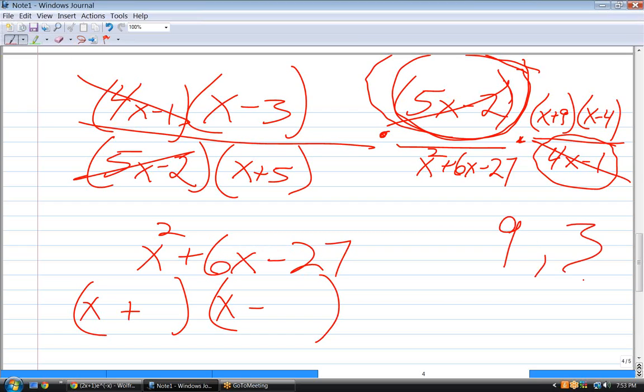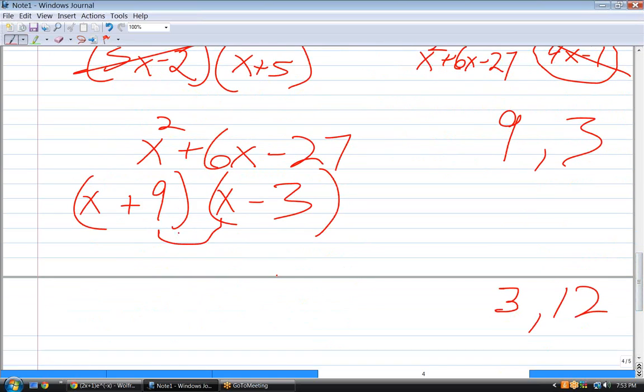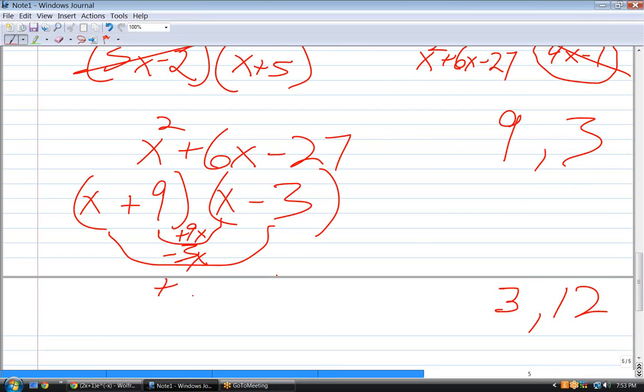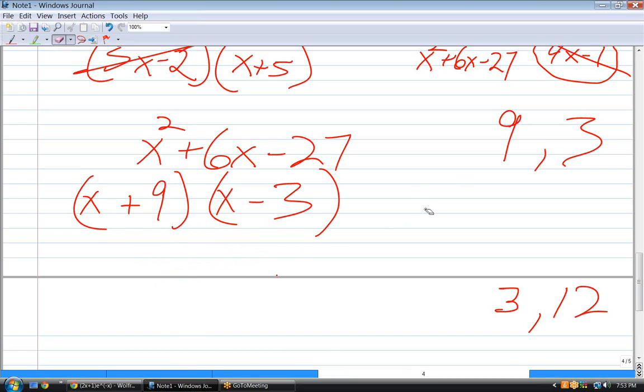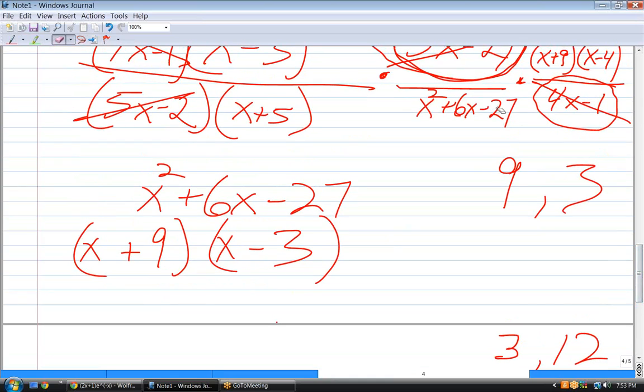Well, that's pretty easy. 9 and 3. Where's the 9 go? On the left? Yeah, it goes with the sign of the middle term. The 3 goes there. Once again, that gives me plus 9x minus 3x plus 6x. I always do that last check. It's only the middle term that's difficult. So now I'm going to replace this with those two factors, x plus 9 and x minus 3.